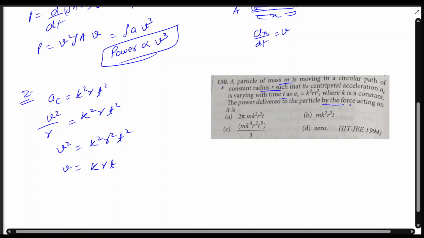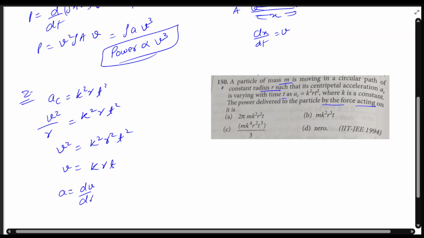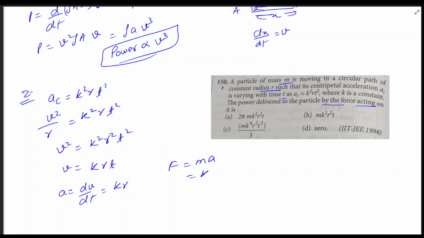The power delivered by the force acting on it. So let's first find the acceleration. Acceleration will be dv by dt. It will be constant, k r, right? So force will be mass into acceleration. It will be m k r. So m k r, this is force. So simply power delivered will be F into V. So force is m k r into v.